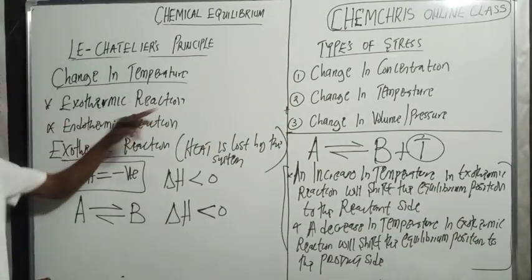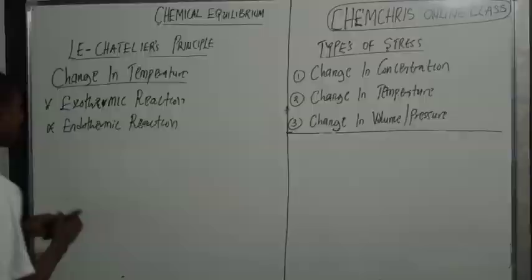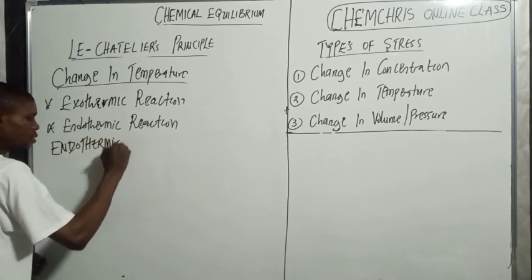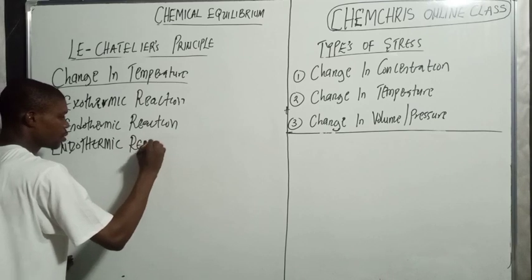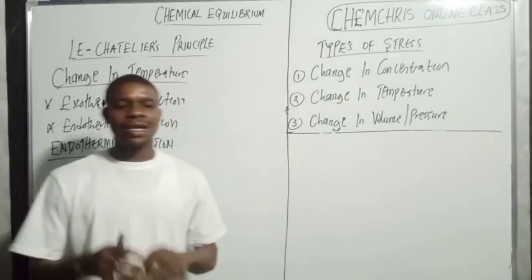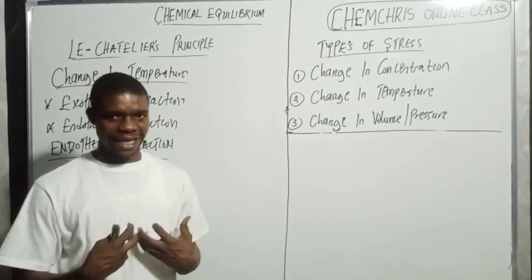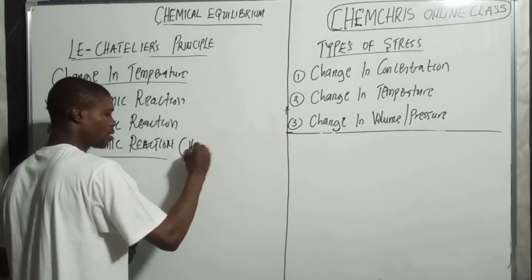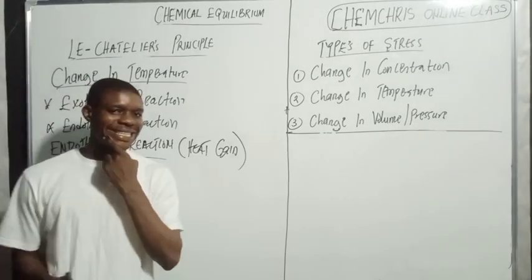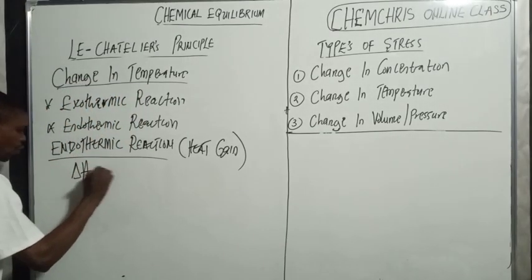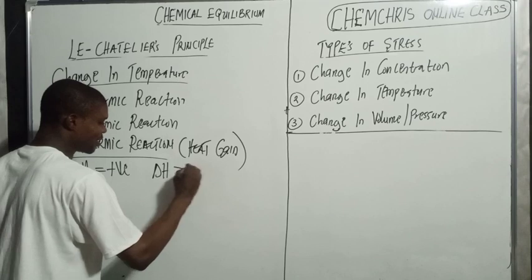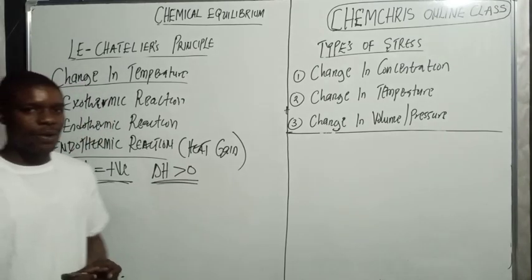So we are done with exothermic reaction. Let's look at endothermic reaction. Now, what about endothermic reaction? It is absorbed, or it is gained, right? And whether it is gained, delta H is always positive. Delta H is greater than zero. That is the meaning.